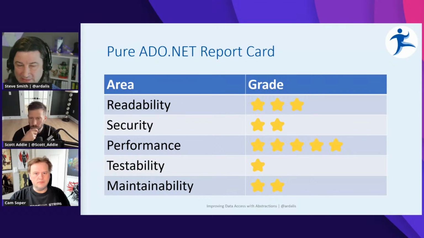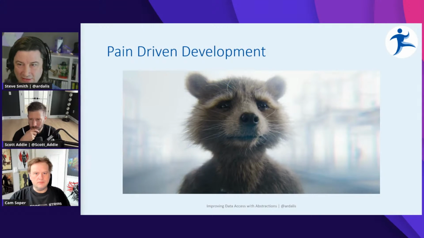For testability, especially unit testability, it's the worst. It's terrible. I hate it. And therefore, for maintainability, it's not great either. A lot of copy-pasted code typically happens. So my big thing is that you want to follow pain-driven development. So identify where this is causing you pain and fix that pain, right? And this will lead you to incrementally improved code. And so as we look at some of these different approaches, we're going to see that.